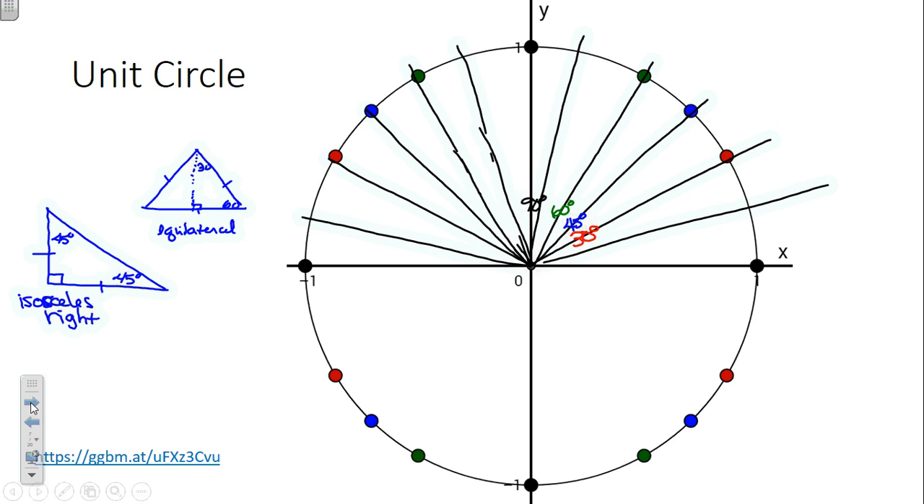Okay, then we skip one, and the next one's going to be, add not 15 but 30 on, and we get 120. Add another 15 on, and another 15 gets us, we skip the next one, and our quadrantal angle is 180.